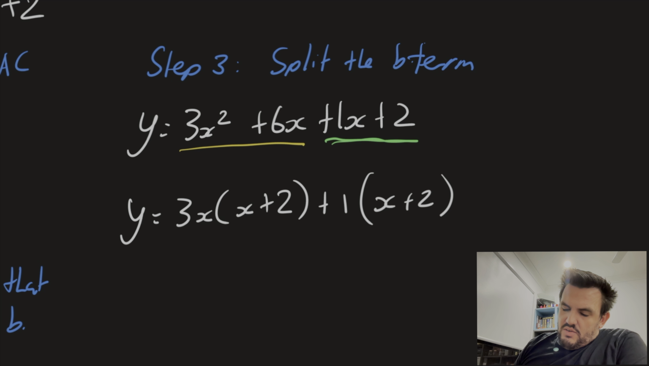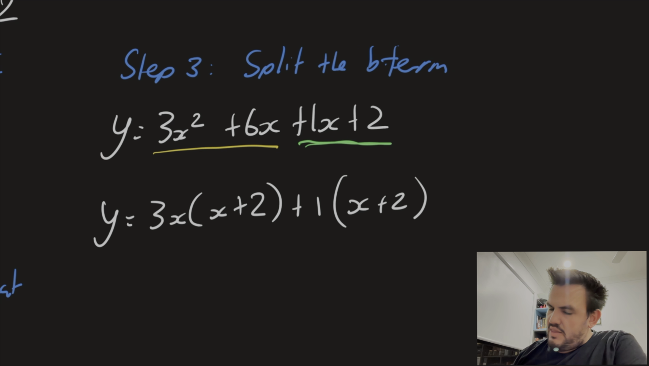What we're trying to do here is get this thing inside the brackets the same on both parts of the factorisation. So we factorise by parts, and I want to get this x plus 2 and the x plus 2 the same. The reason you do that is because this thing here, 3x, is multiplied by x plus 2, and 1 is also multiplied by x plus 2.